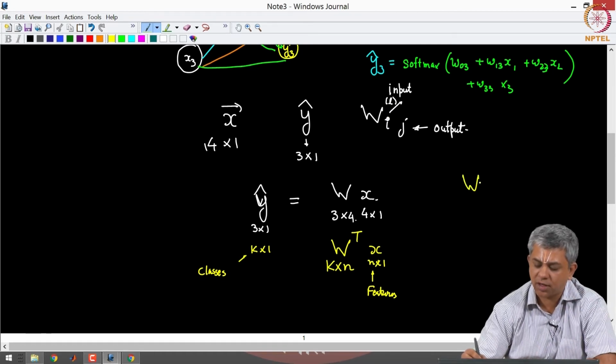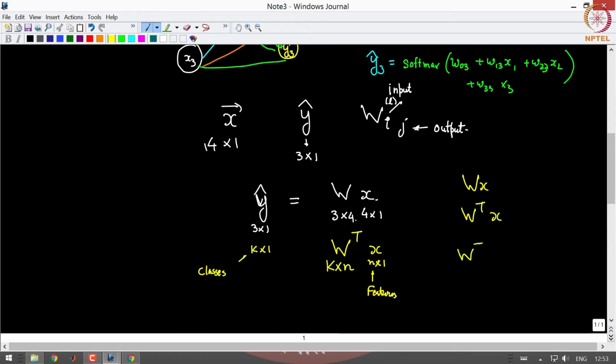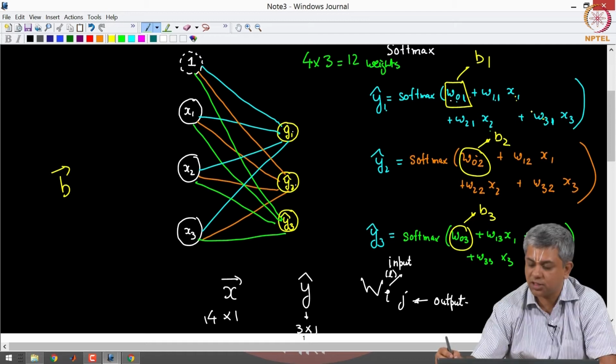Sometimes you will see wx, sometimes you will see w transpose x, sometimes you will also see w transpose x plus b, where b is a vector, the vector of biases. Okay. So, just to clarify this notation for you, please notice if we remove the bias separately, this will become b1, this will become b2, and this will become b3. The b vector is separated and wx is separated in such notations.